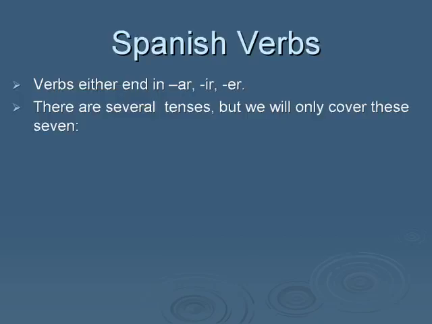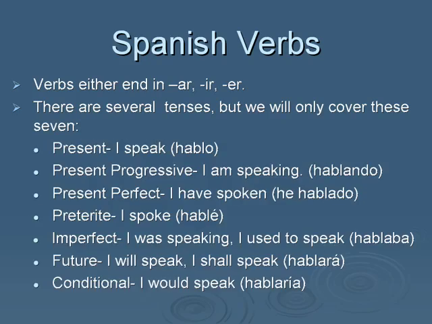So verbs end in either AR, IR, or ER. There are several tenses, but I'm only going to cover 7. The present tense, I speak, yo hablo. The present progressive, I'm speaking, estoy hablando. The present perfect, I've spoken, he hablado. The preterite, I spoke, yo hablé.